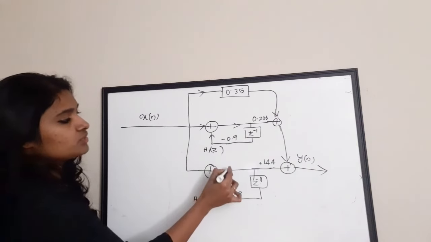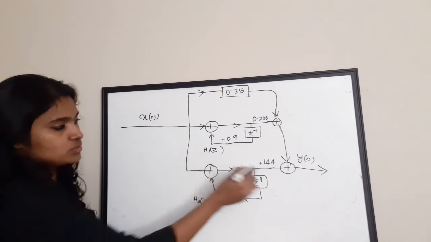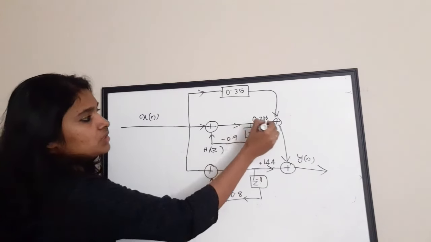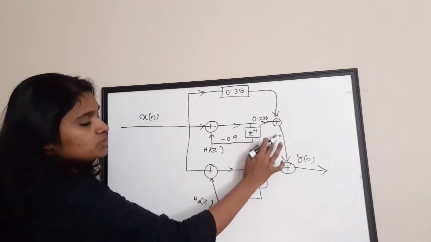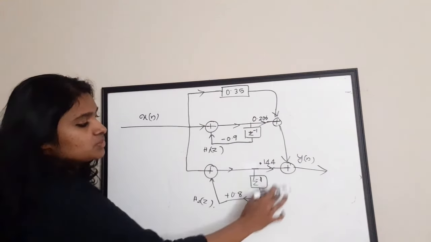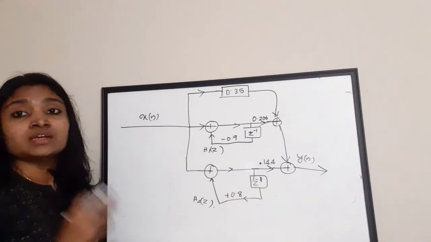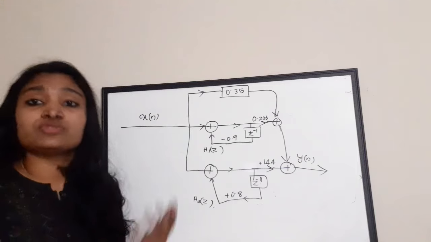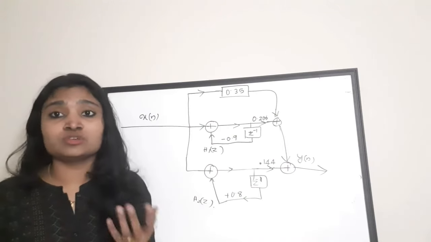Okay. So you have to draw arrows to all the branches. Don't forget to give arrows. Here also you have to give an arrow. Here also you have to give an arrow. So this is being added. The constant is being added with h1 of z. Here again this h1 of z plus c is added with h2 of z to give your y of n. Okay, so this is how you have to draw your parallel form realization.